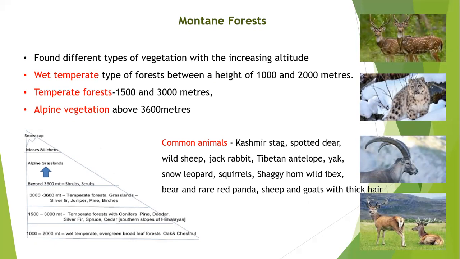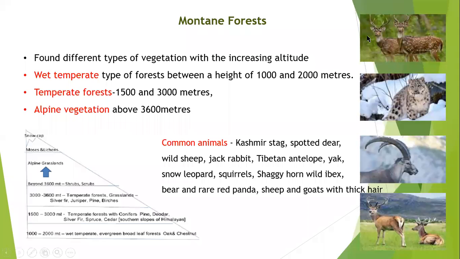They get stunted progressively as they approach the snow line. Finally, they merge into the alpine grassland. These forests were mainly used by the cattle grazing tribes. Mosses and lichens are a part of the tundra vegetation. The common animals found in these forests are Kashmir stag, wild sheep, jackrabbit, red panda, and sheep and goats with thick hair.